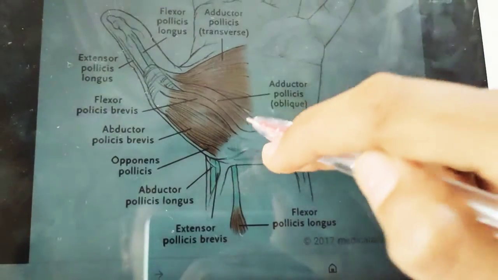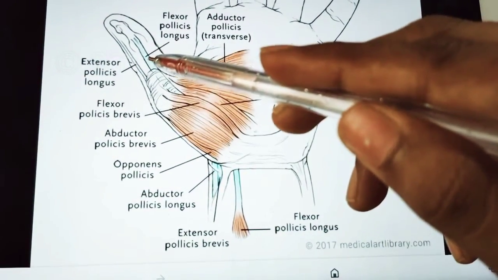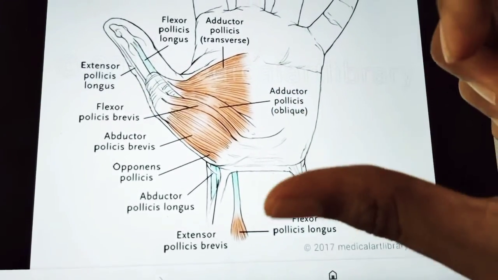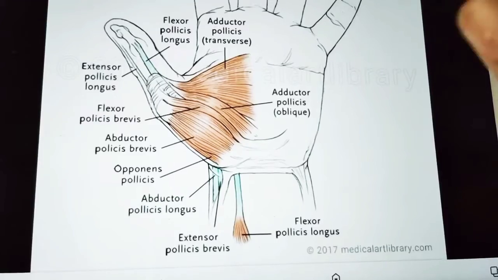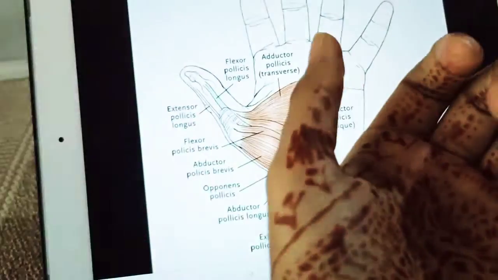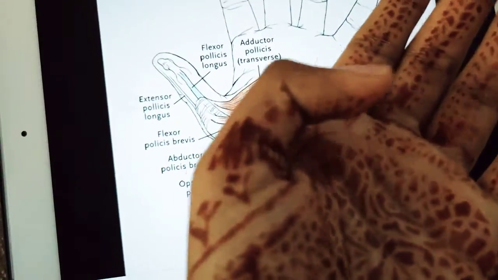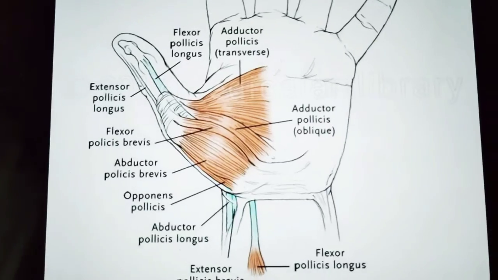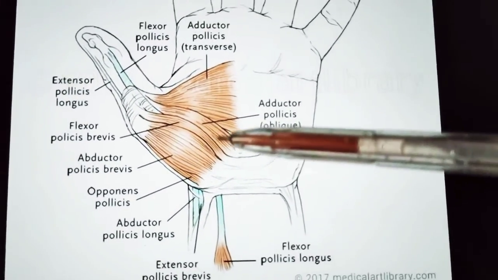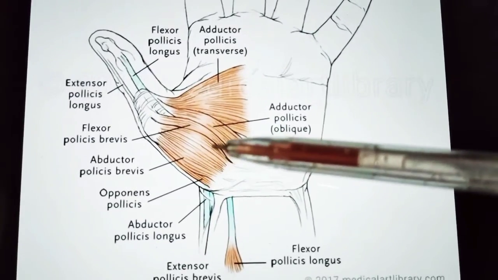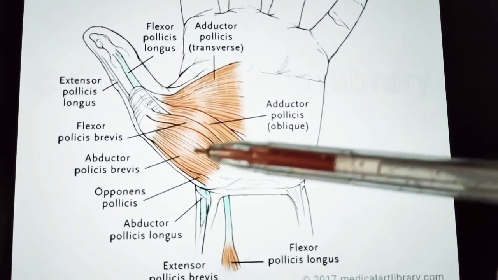Pollicis means it's going to your thumb, right? And it's abductor. Abductor means what? Moving the thumb away from your hand, right? Abductor. So I will show you. See, this is adduction of your thumb and this is abduction. That is mainly because of the abductor pollicis brevis. When you are doing this abduction of your thumb, you can feel that muscle. That is nothing but our abductor pollicis brevis.